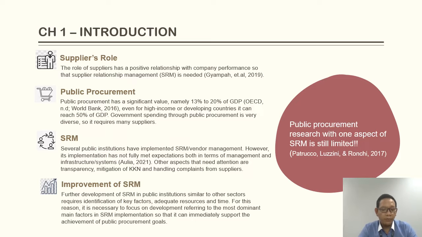In addition, several other issues faced were related to transparency, mitigation of corruption, collusion, nepotism risk, and handling complaints from suppliers. In order to improve the implementation of SRM in public institutions, there are two things that are the main concern. First, to know what factors affect the implementation of SRM and the amount of available resources. Organizational resources are generally limited, so that improvement needs to be focused on the main dominant factors so that the objective of SRM processing can be achieved efficiently. Research on public procurement is still very limited, especially in the field of SRM, so that it became one of my motivation in conducting this research.